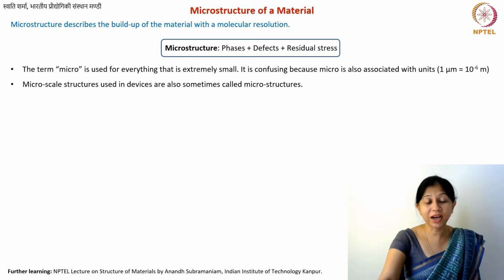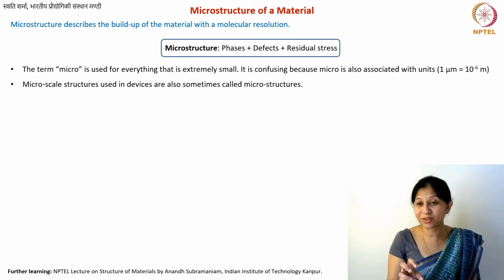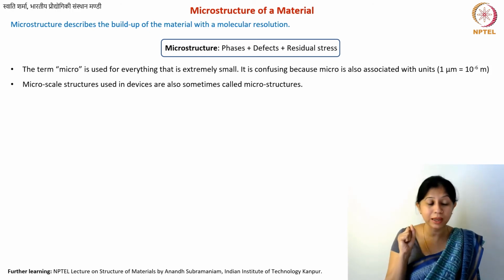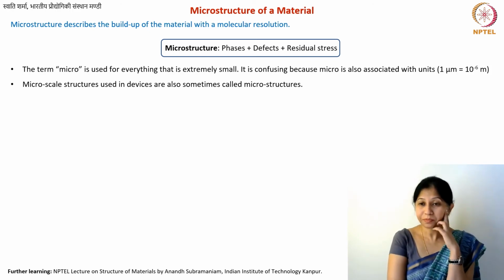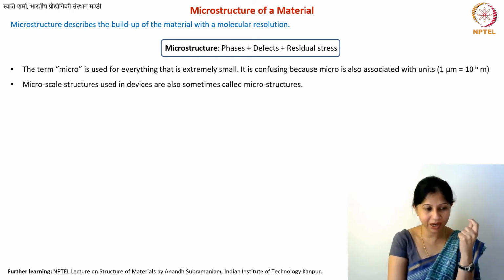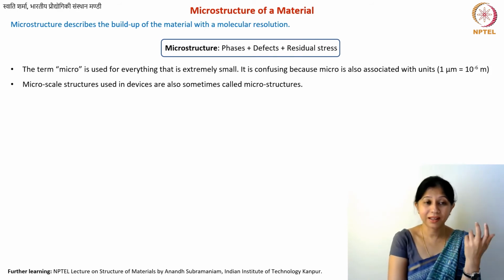Now because microstructure has the term micro in it, sometimes it's confused with microscale structures. Nowadays we do all this micro fabrication and nano fabrication. We make devices that are extremely small, in the micro domain. Let's say a micrometer is 10 to the power minus 6 meter. You know that. So these microscale structures can sometimes be called microstructures because they are microscale structures. But don't get confused.